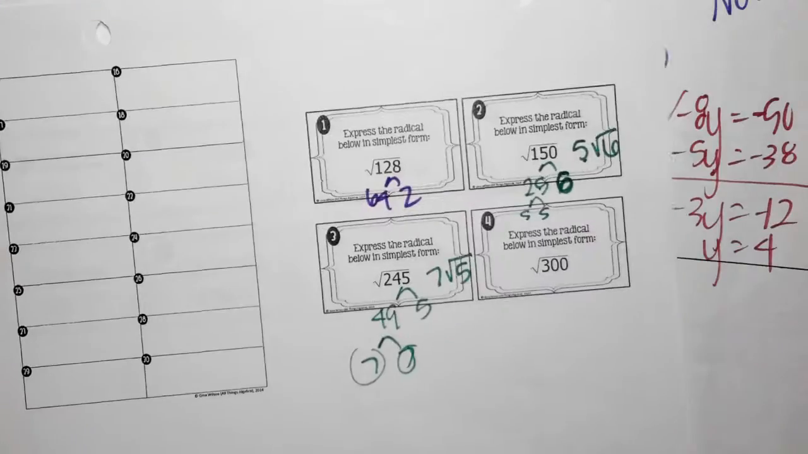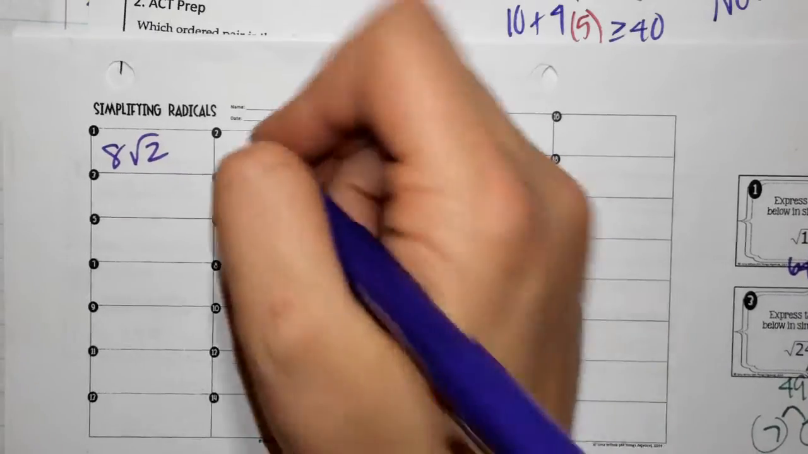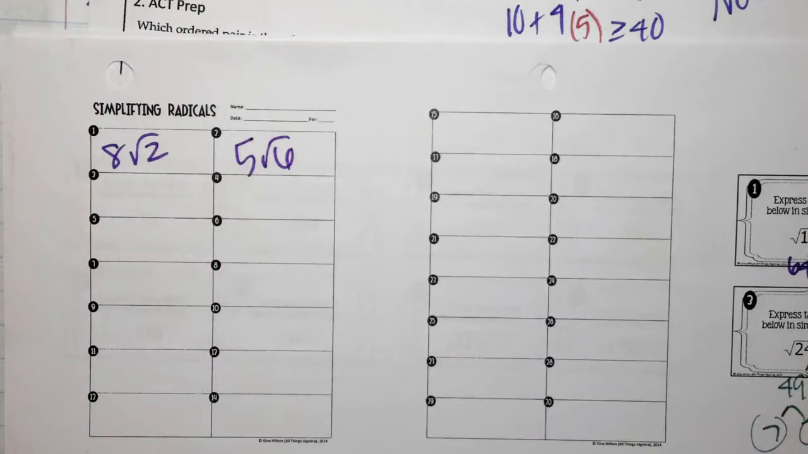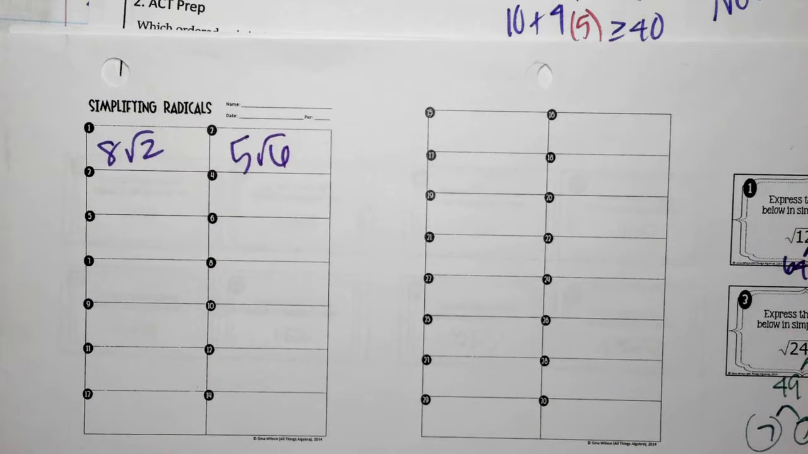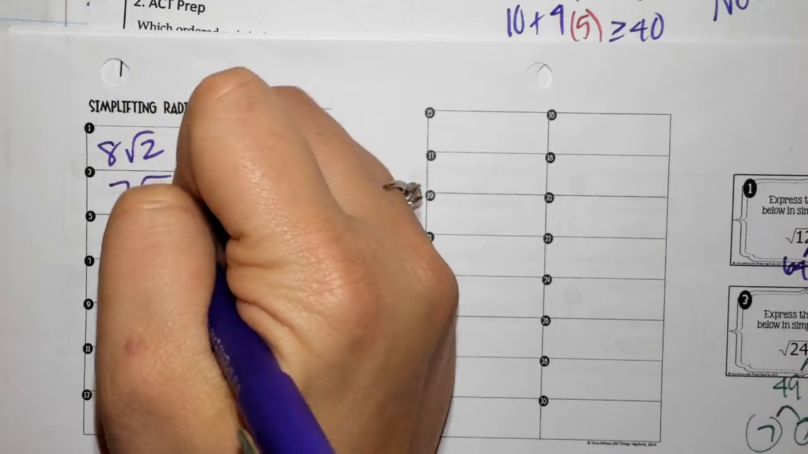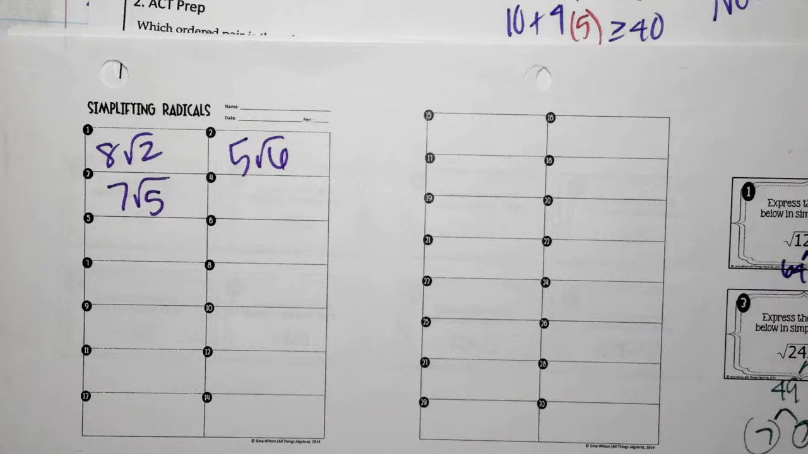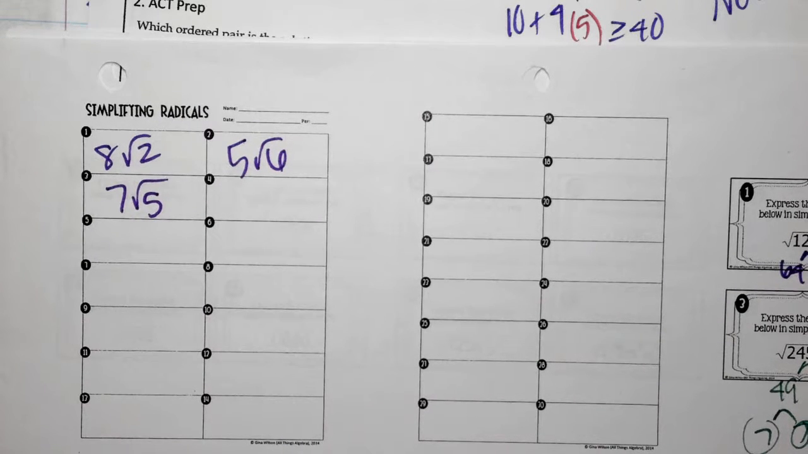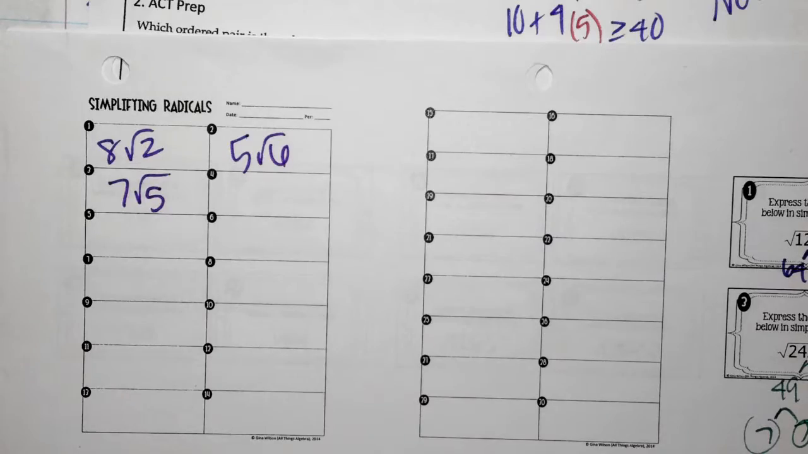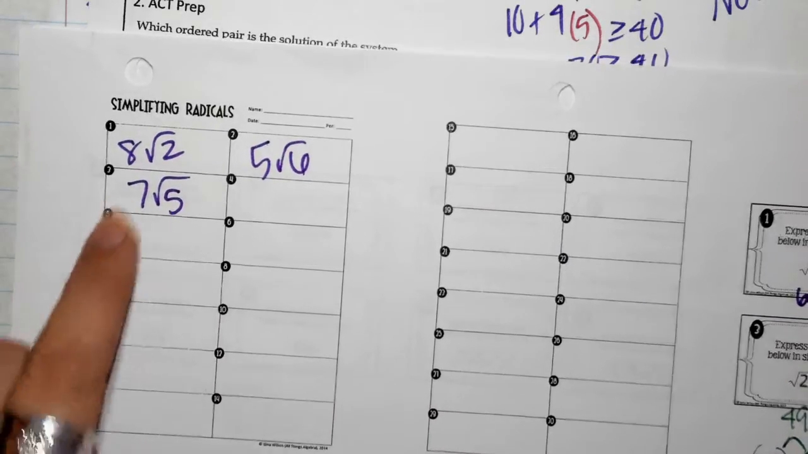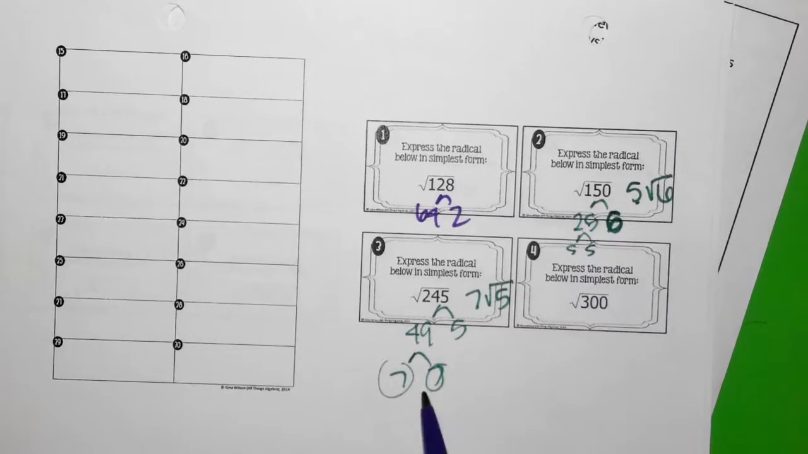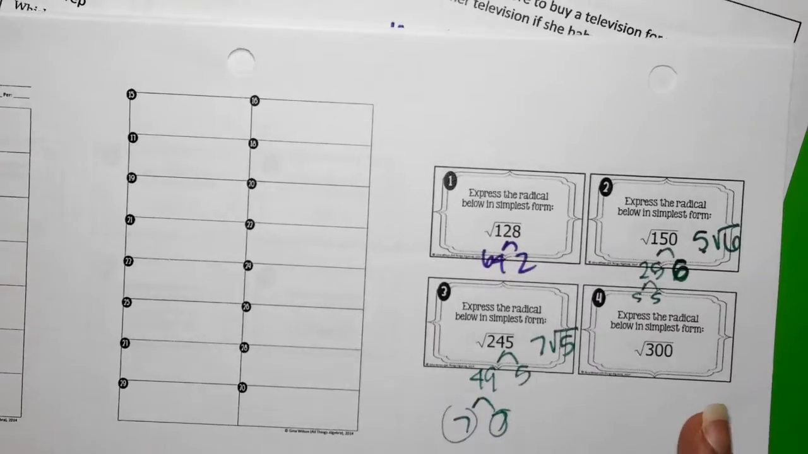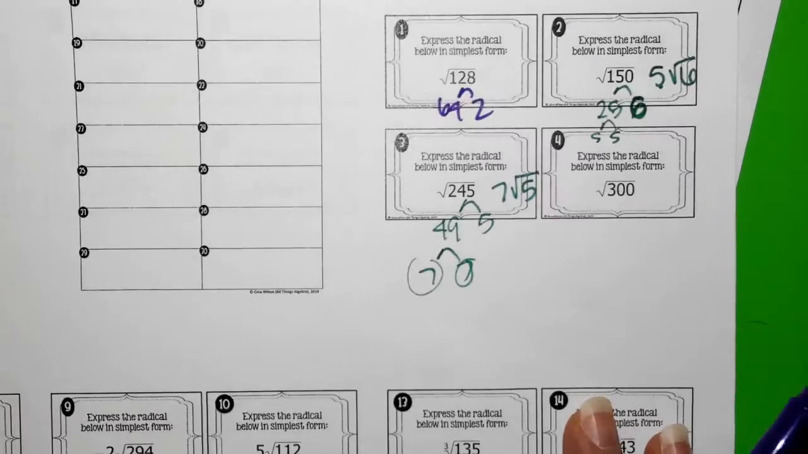All right, number 2, you should have gotten 5 root 6. Number 3, you should have gotten 7 root 5, and I think we did those yesterday together. Maybe I just did them on my paper while you were supposed to be working. Well, did you get those? Yeah. Do y'all see how I got those? You did those with me in the morning.